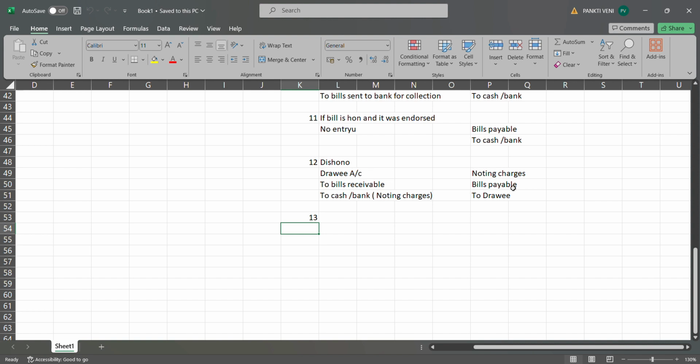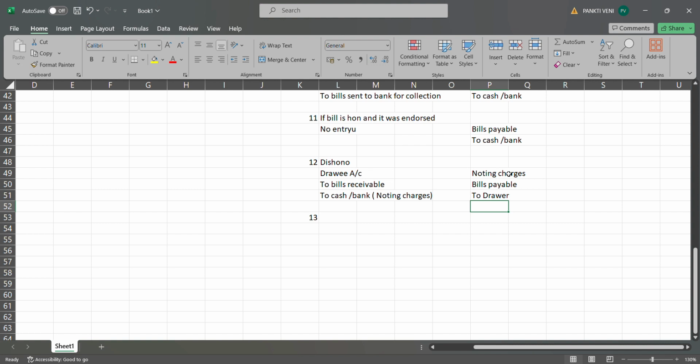Then in the books of the drawee, I have noting charges. Noting charges are expenses for the drawee, so noting charges will be debited in the books of the drawee. Bills payable, I'm supposed to pay, I have not paid yet, and here it will be drawer account.